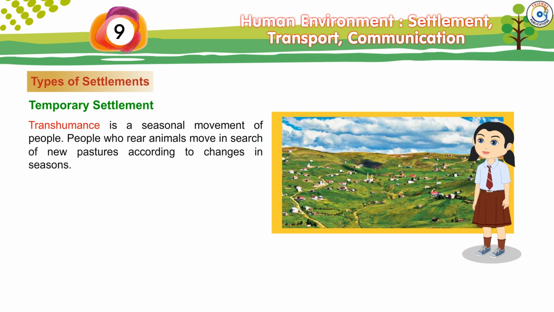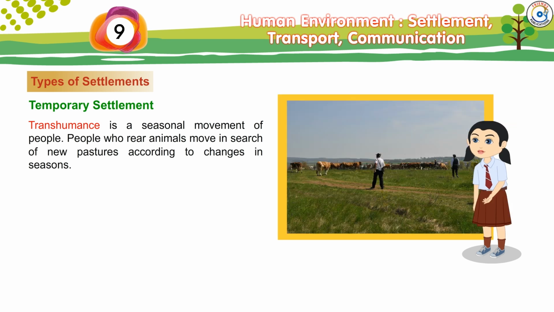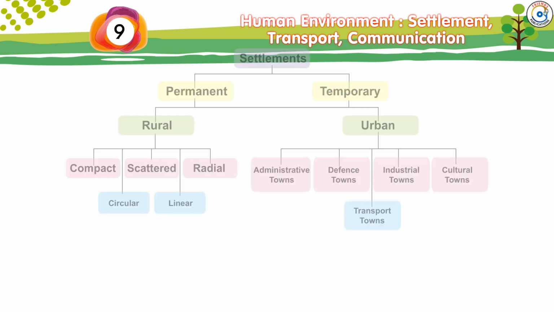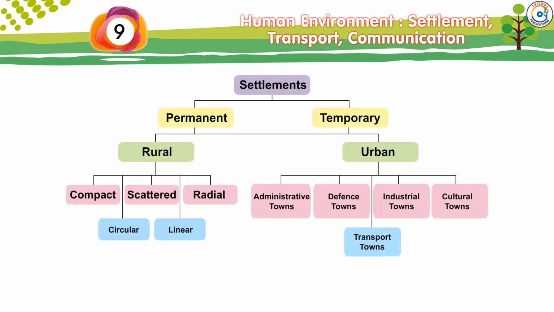Transhumance is a seasonal movement of people who rear animals, moving in search of new pastures according to changes in seasons. Here are the pictures of temporary settlement and permanent settlement. In permanent settlement, you have the rural settlements and the urban settlements.